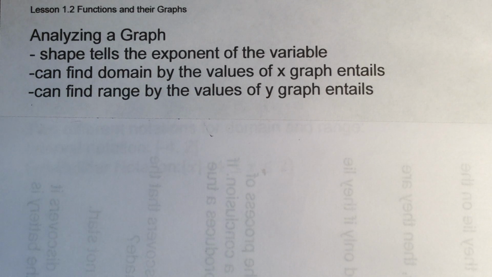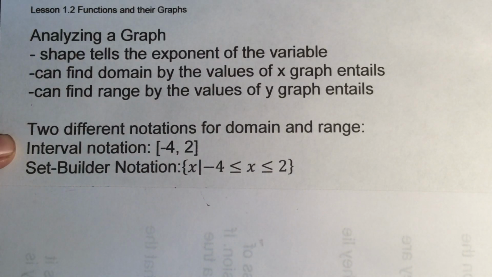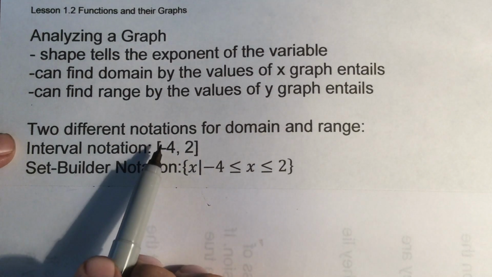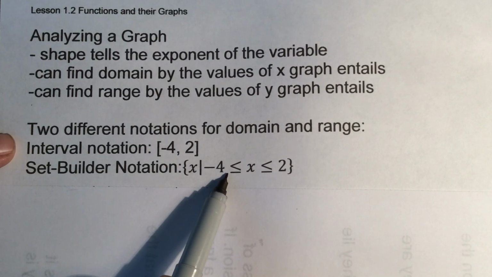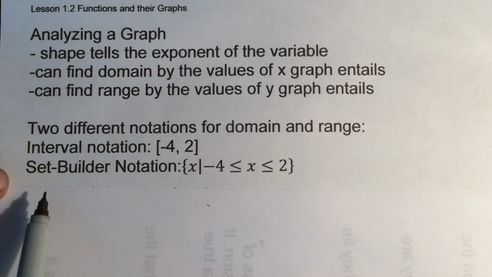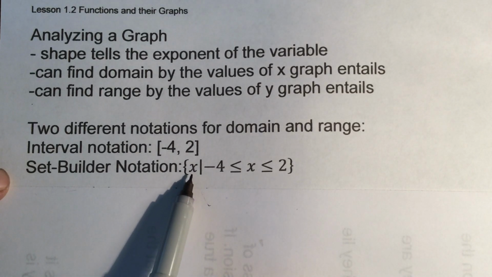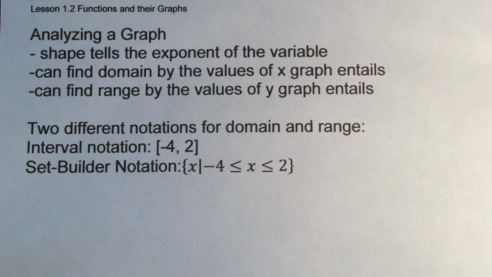We can find the domain values of the graph by looking at it, seeing what x's are going to be involved. We can also do that with the y's. So 2 different notations for domain and range. Interval notation, where we use the brackets. Remember, bracket means equal to. If it's parentheses, it's just less than. And it's always from this one to this one, so the least to the greatest. Set builder, the other way, we're writing it with a set and an x such that, using inequalities.